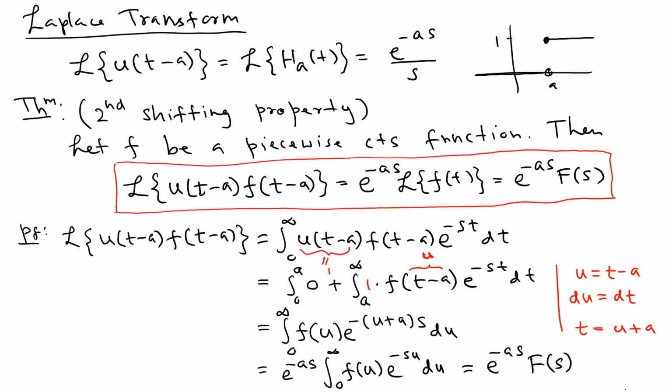Once you do that, you get an integral. You can pull out e to the minus as because that's a constant now. It does not depend on the variable. So you end up with the function of u, but that's just a dummy variable. The integral is independent of the dummy variable. Because of that, the second part is simply the Laplace transform of the function. So we can write it like that. That's the proof. It's a very simple proof, but it has a lot of applications.